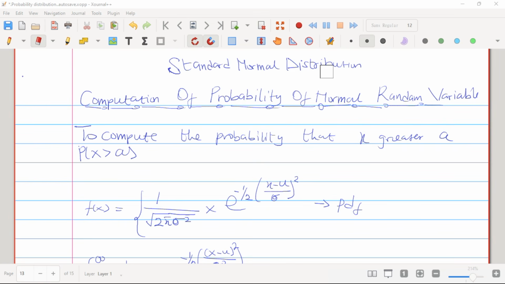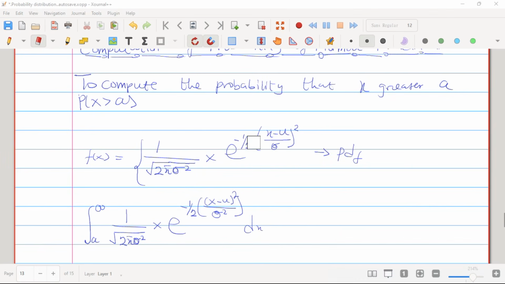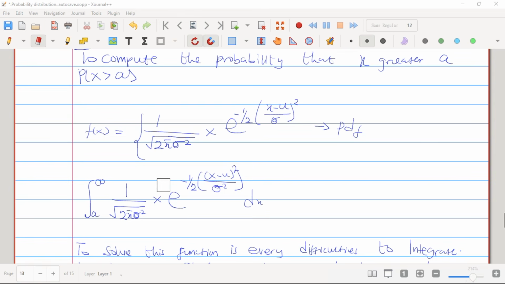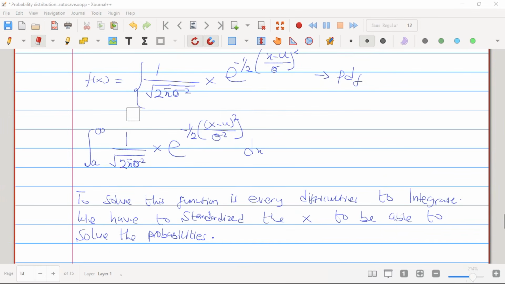Standard normal distribution is basically used to calculate the probabilities of a normal random variable. For example, to compute the probability that our x is greater than a for a normal distribution, you have to state our f of x, as we learned in our previous video for the PDF of the distribution, as you can see here. So we are just going to integrate the PDF on the interval given, and you will see that integrating this function is quite cumbersome, right?